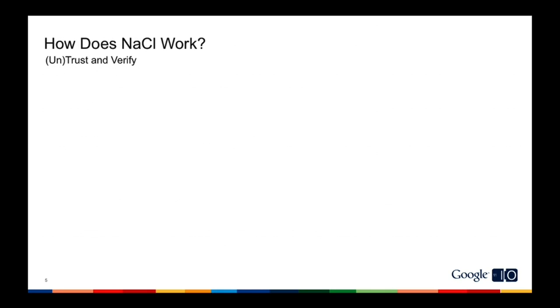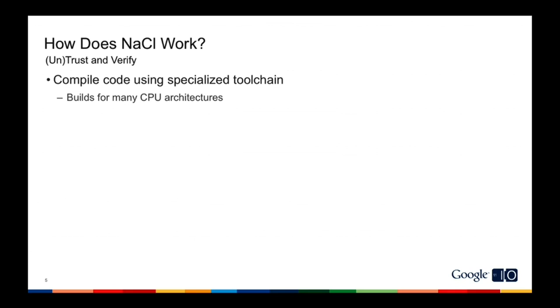So how does this all work? First of all, you take your source code, which might be, say, C or C++, and you have to compile it. We've provided specialized tool chains. They're based on GCC, and we've modified them slightly. What happens is you build for specific CPU architectures. Obviously, you are running machine instructions, so that means you have to compile for specific architectures, x86-32 versus x86-64 versus ARM, for example.